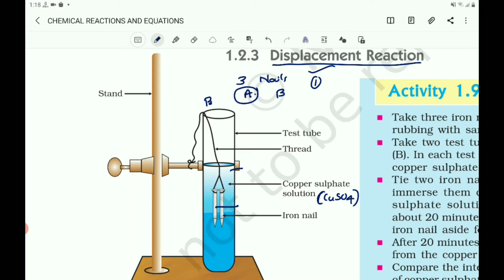Also compare the color of the iron nails dipped in the copper sulfate solution with the one kept aside. Here one iron nail is kept aside. Compare the color of the iron nails which are dipped in the copper sulfate solution and the one which is kept outside. What do you observe here?